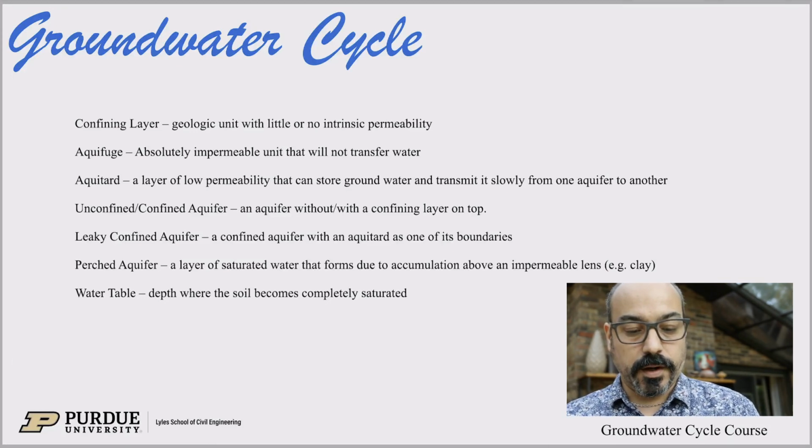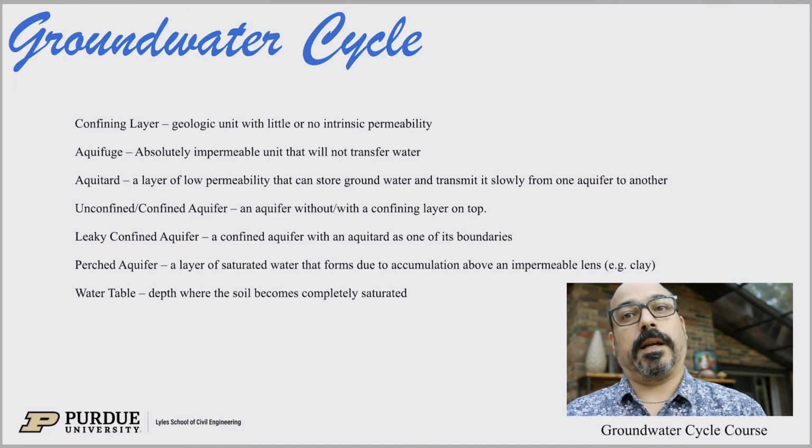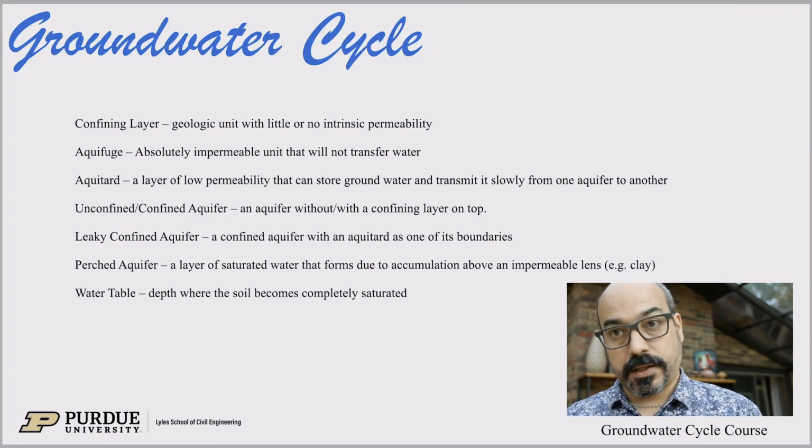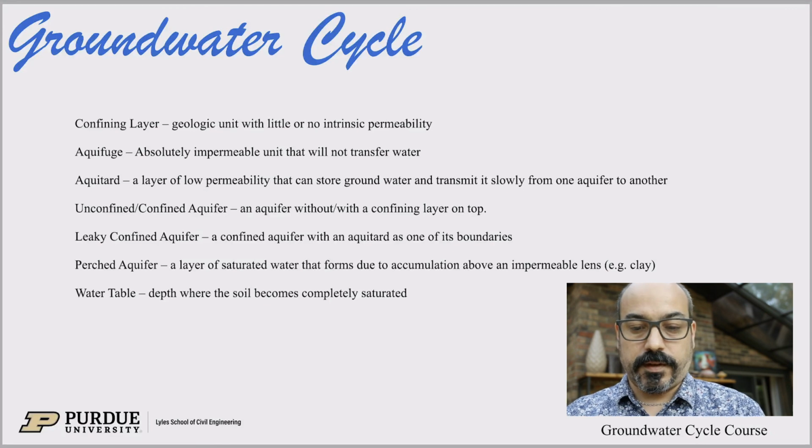That's an aquifer without or with a confining layer on top. The leaky confined I already touched upon is the confined aquifer with that aquitard on top, so there's some leakage. A perched aquifer, which I just showed on the previous graph, is that layer of saturated water that forms due to accumulation above an impermeable lens, for example, clay. And then the water table is the depth where the soil becomes completely saturated. Okay? So these are the important definitions for this lecture.